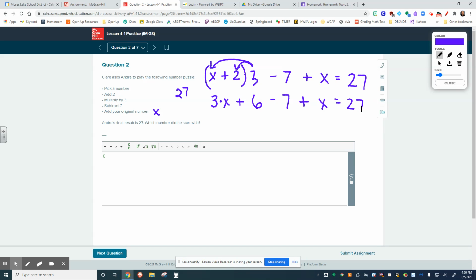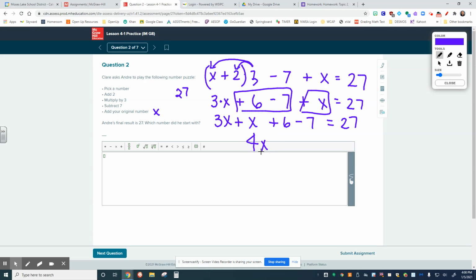From here, I can combine my like terms. This term of 3x would be combined with the plus X, so I'd be seeing 4x. And then I would look at these two values right here, 6 and minus 7. These are both constants. I take 6 minus 7, and that value comes out to minus 1. From here, we have 4x minus 1 is equal to 27. And this gets us to a point where we can solve the rest of the equation.